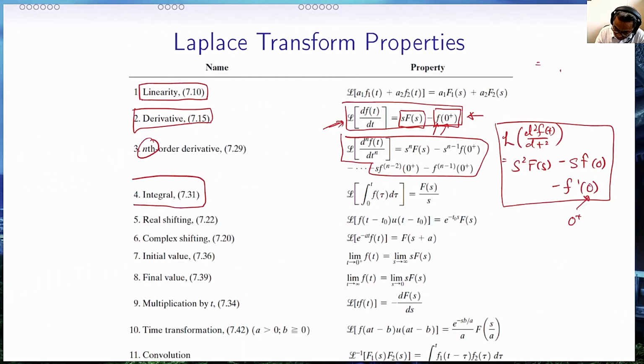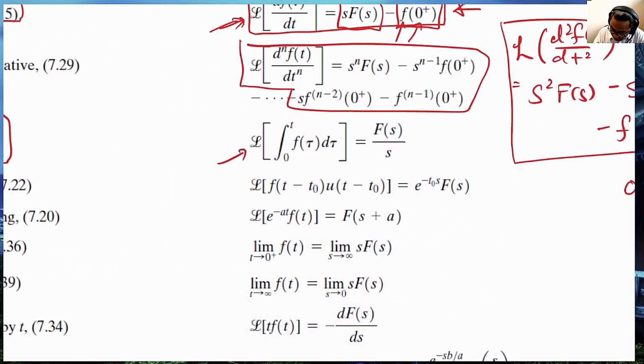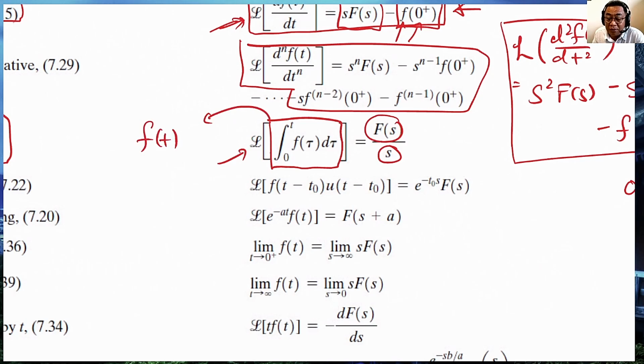Now we have the integration. The Laplace transform of this expression is simply F of s divided by s. So integration becomes like 1 over s. Notice that this equation is actually capital F of t, right? By the fundamental theorem of calculus, F of t is equal to the integral from 0 or some a to t of f of tau d tau. So this is the fundamental theorem of calculus. It converts a definite integral into an expression.